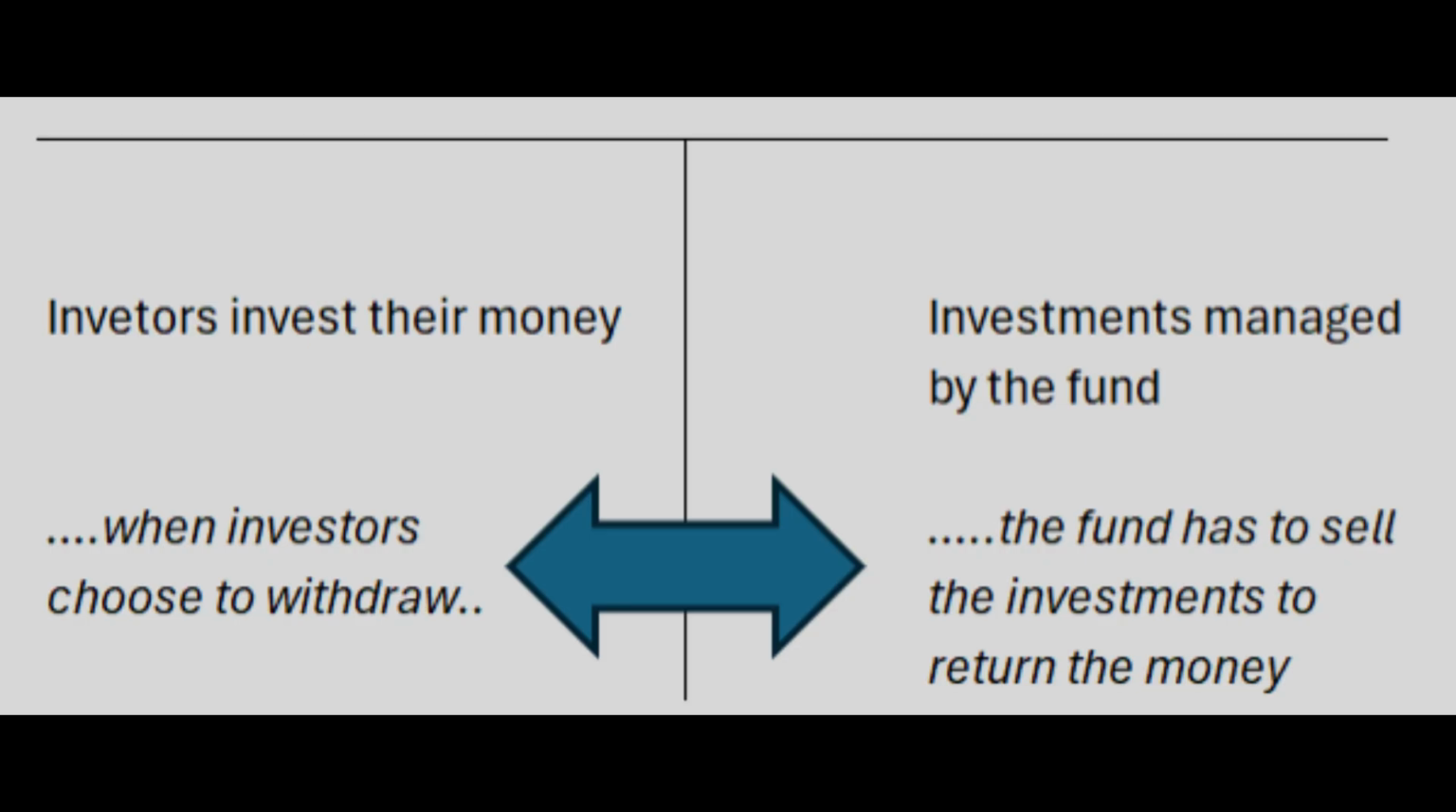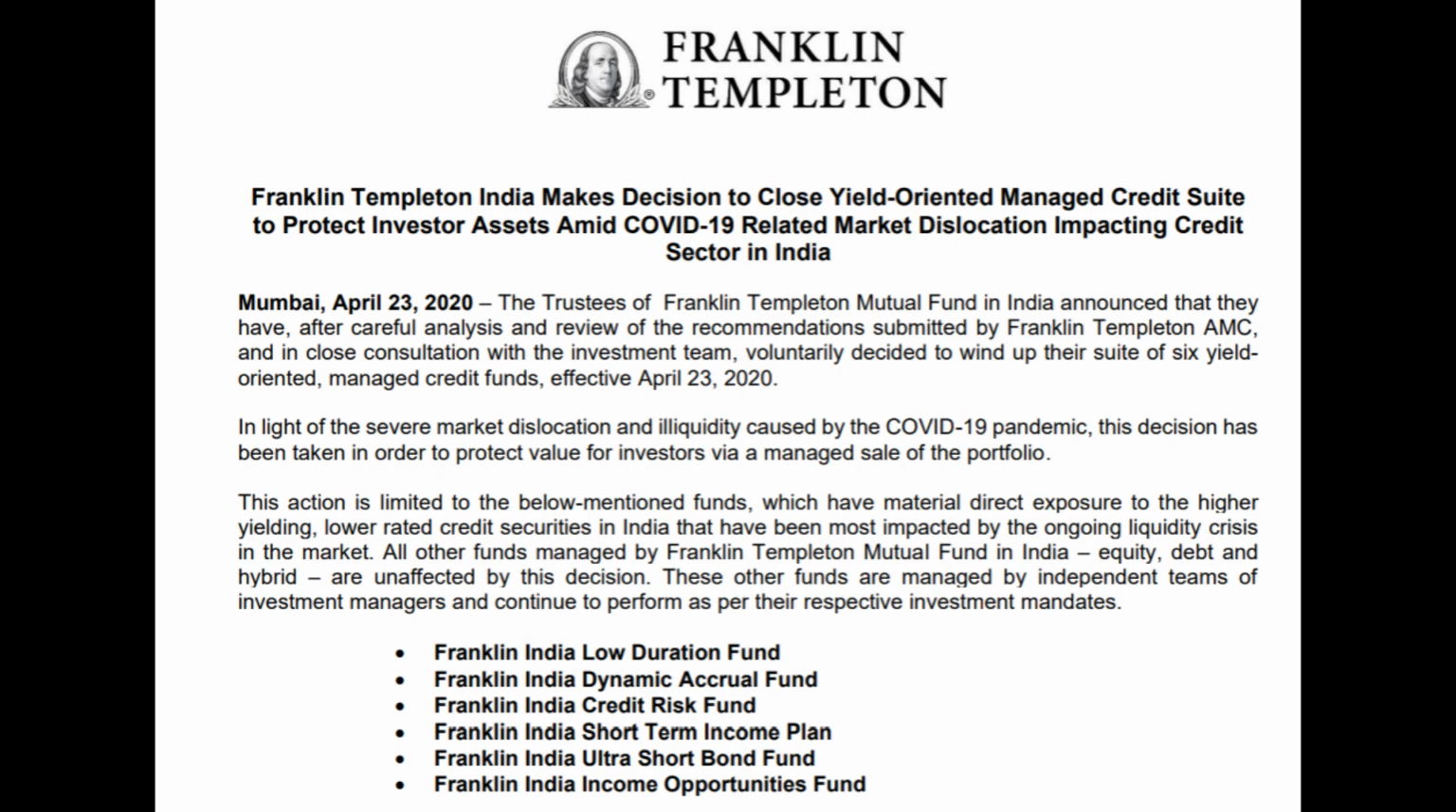This brings into focus something we will call the redemption risk, which refers to the possibility of investors withdrawing from the fund. In 2020, 6 funds in India run by Franklin Templeton had to shut down because investors tried to withdraw their money, but the fund could not return the money because they couldn't sell the investments they had made. You will find the link for this in the video description.